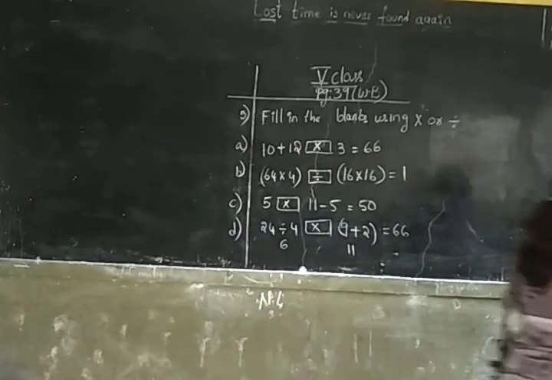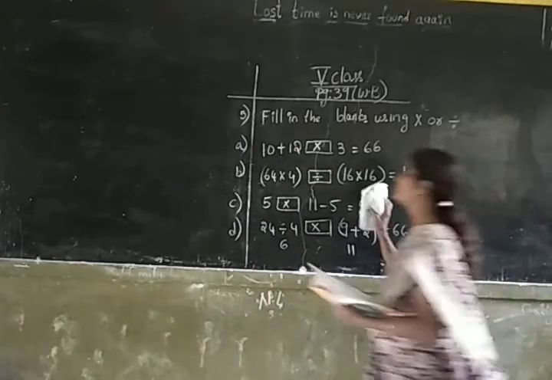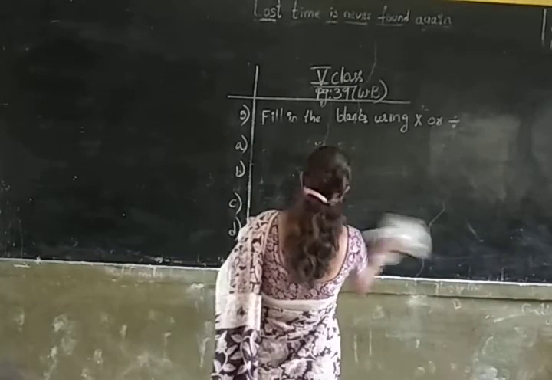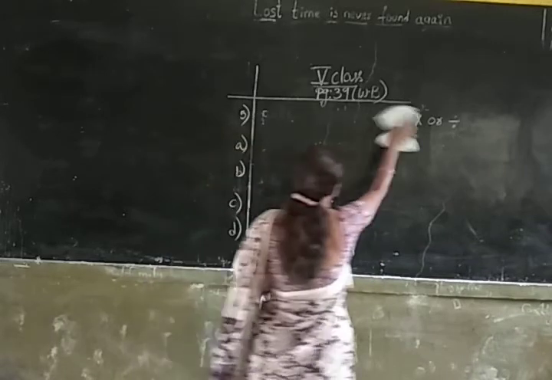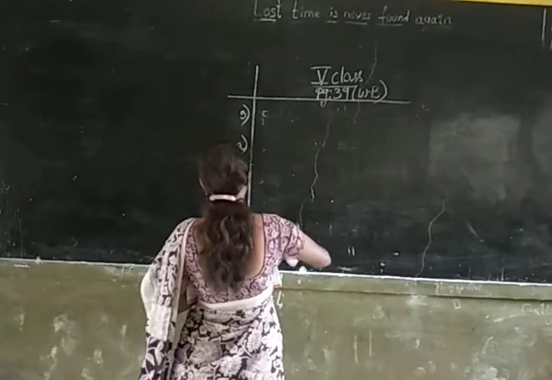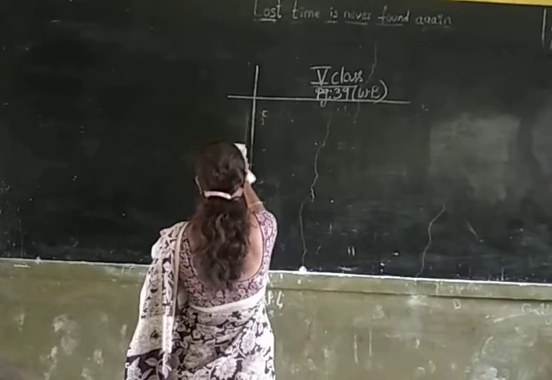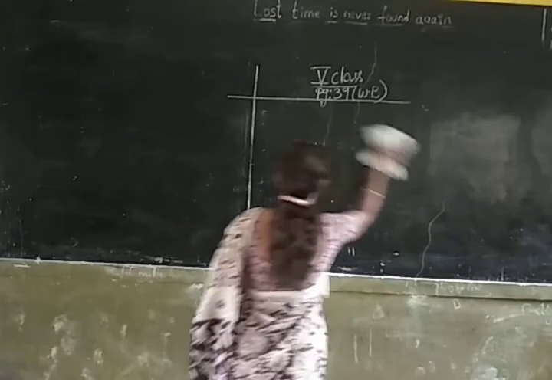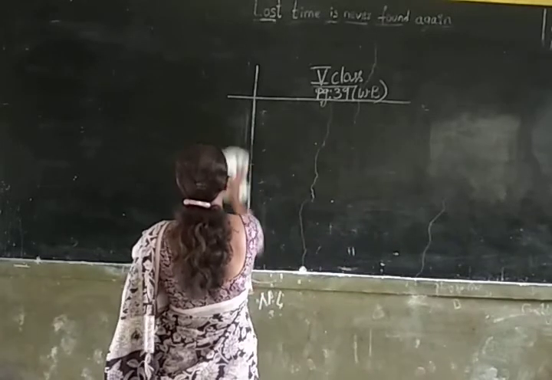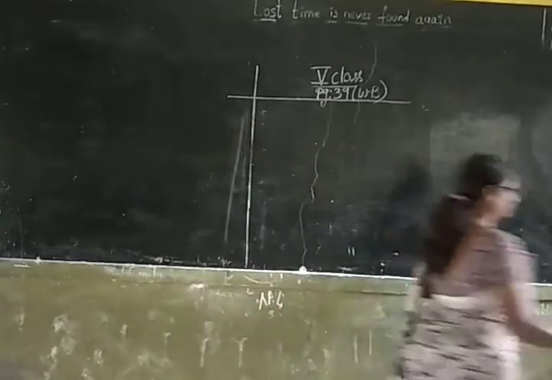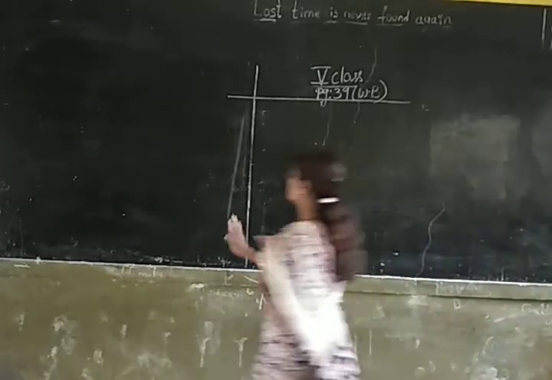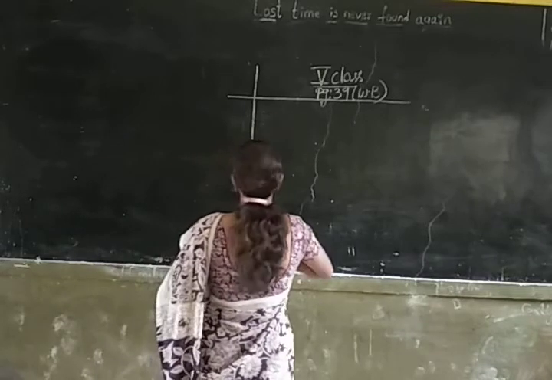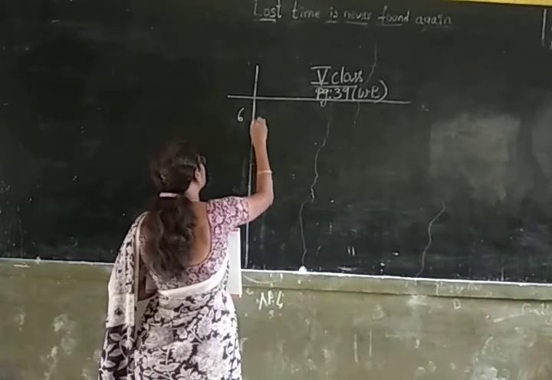Okay children? Did you understand children? This is the way of placing the symbols in the blanks. Now let us move to the sixth question.